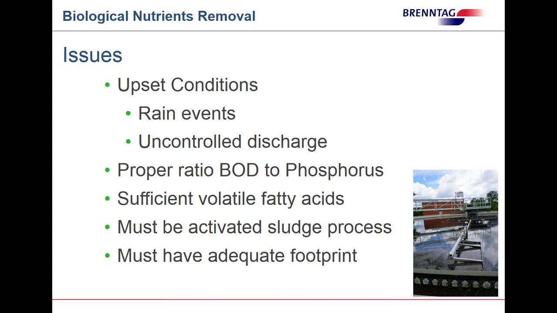As I said before, it has to be an activated sludge process for good phosphorus removal. This can't be accomplished with a fixed film process like trickling filters or rotating biological contactors. And you need a large enough footprint for all the tankage and detention times. Next.